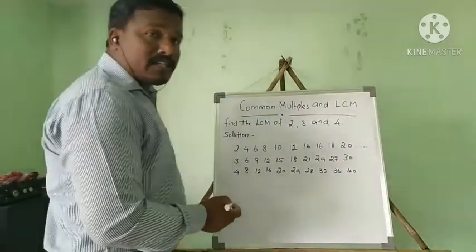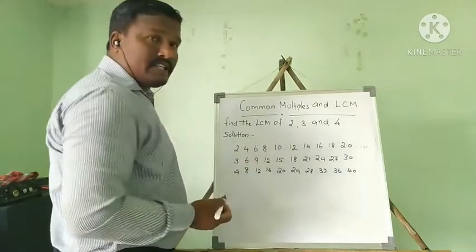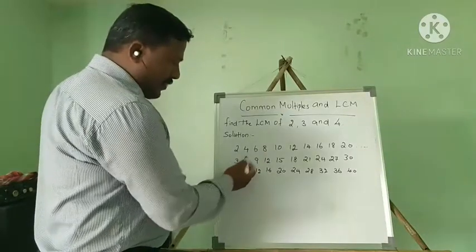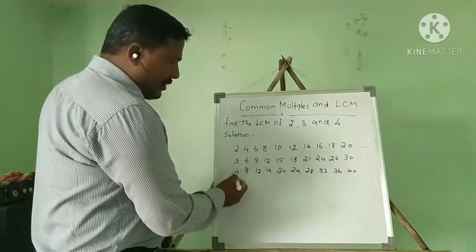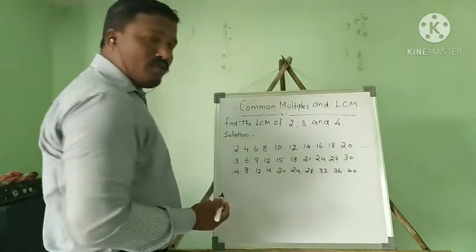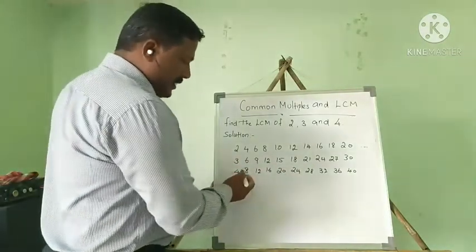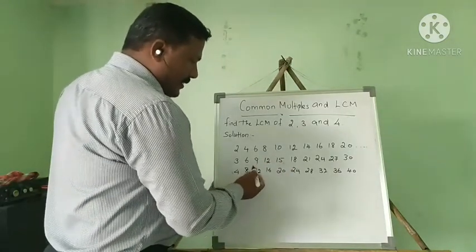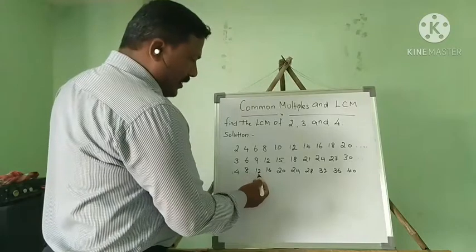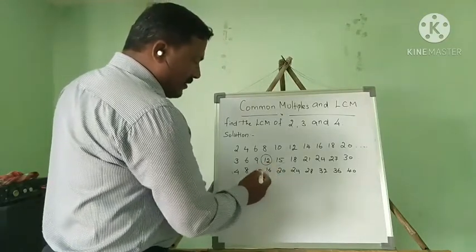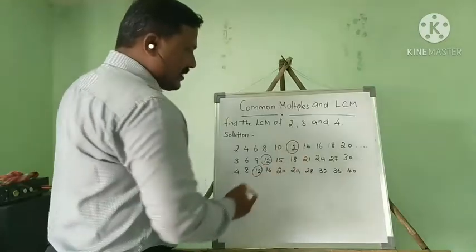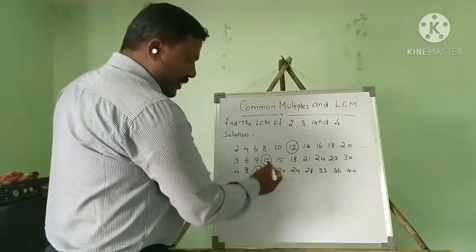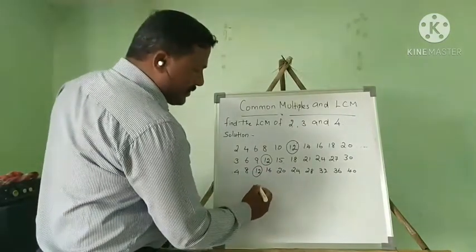Now we have to find the common multiple of the 3 numbers. So here 2, there is no 2. 3, there is no 3. 4 is available here, but in this there is no 4. So this is not a common multiple. Then 8, available here, but here there is no 8. Then 12. 12 is a common multiple. See here, here, and here. In 3 places, 12 is a common number. So 12 is the common multiple.